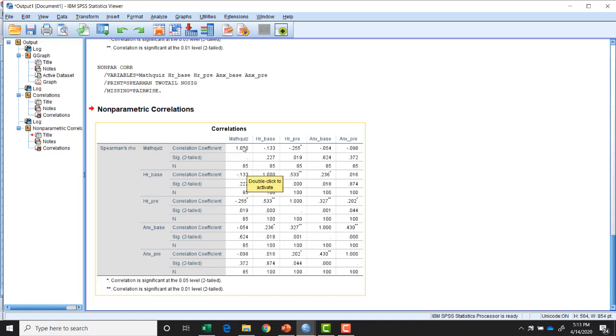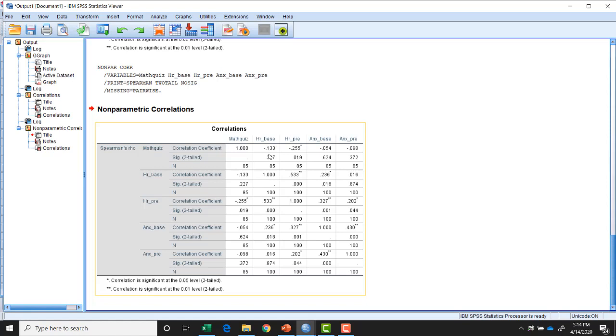So let's have a look. Why are these variables actually just all one? Well, that's because, when we talked about perfect correlation, I said a variable perfectly correlated is correlated with itself. So math quiz is perfectly correlated with itself. So is heart rate base. Now let's have a look at perhaps some other kind of correlations, some that are not exactly perfect.